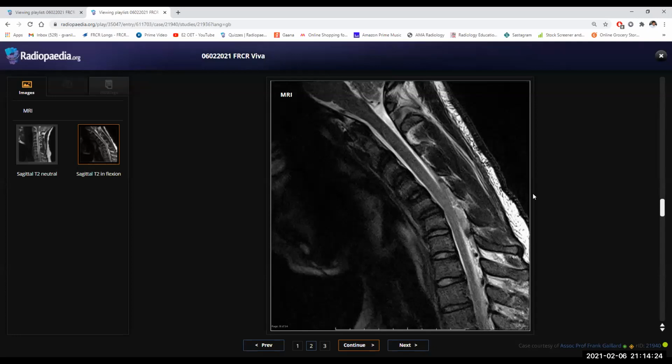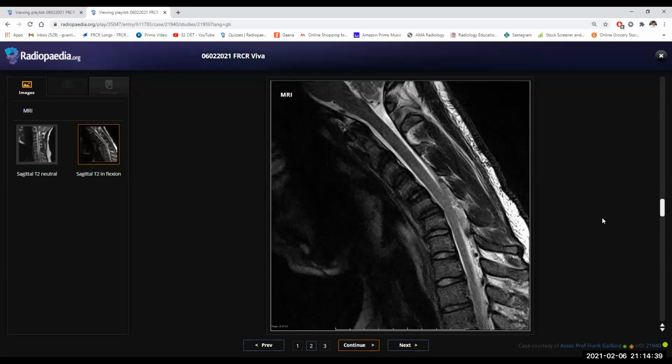Anything more you want to see in this case? I think I would look at the whole spine maybe to see if there are any other lesions. And yes, this is Hirayama disease.